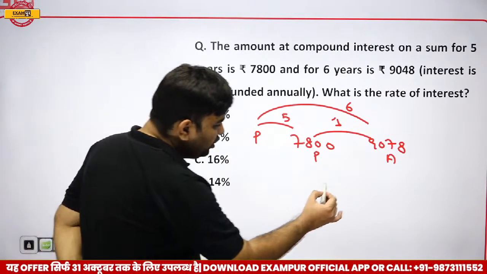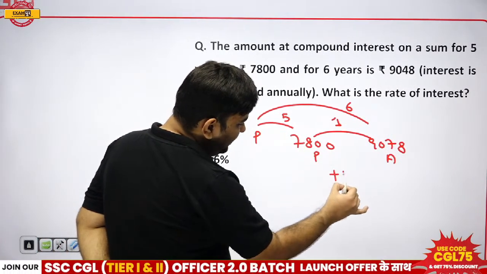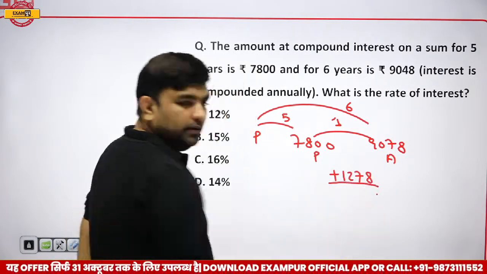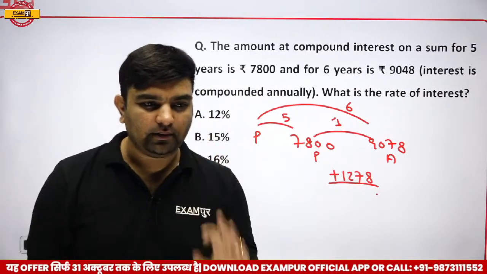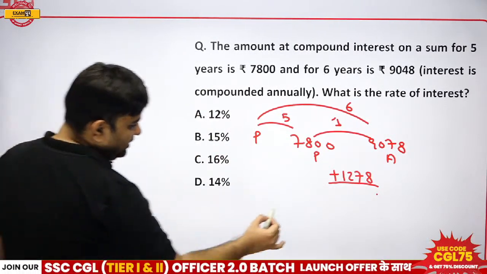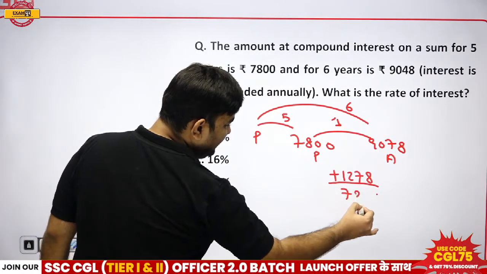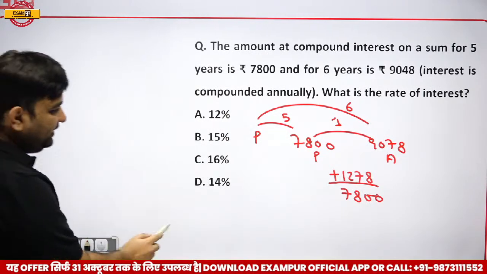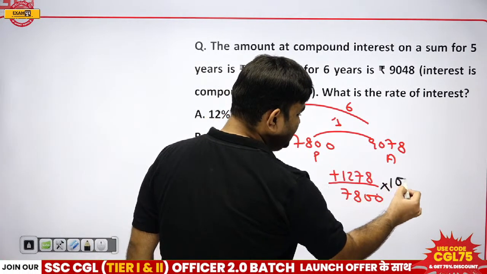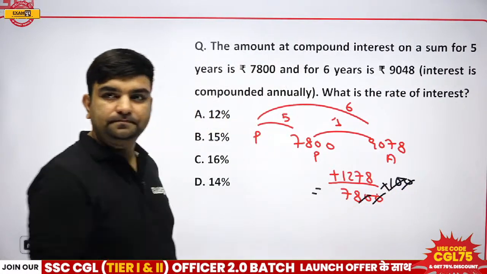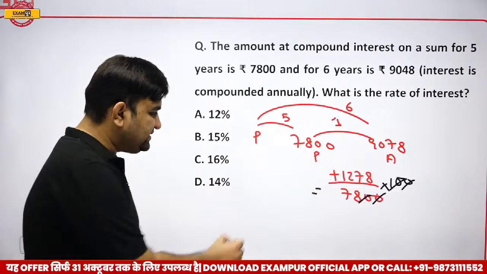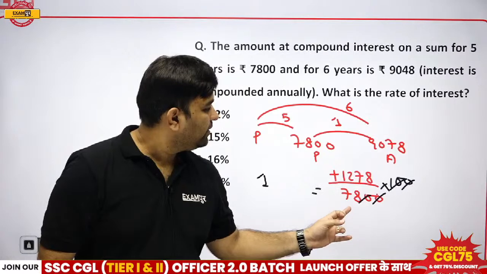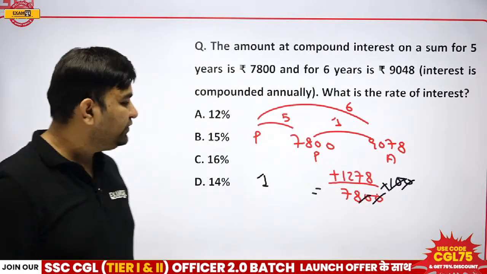So how much interest did you get? 1278. 1278 is the interest, my dear. Now 1278 interest over 7800 principal into 100 is how much percentage? 78, 1 just 78. After it, 22. 9048. Okay.